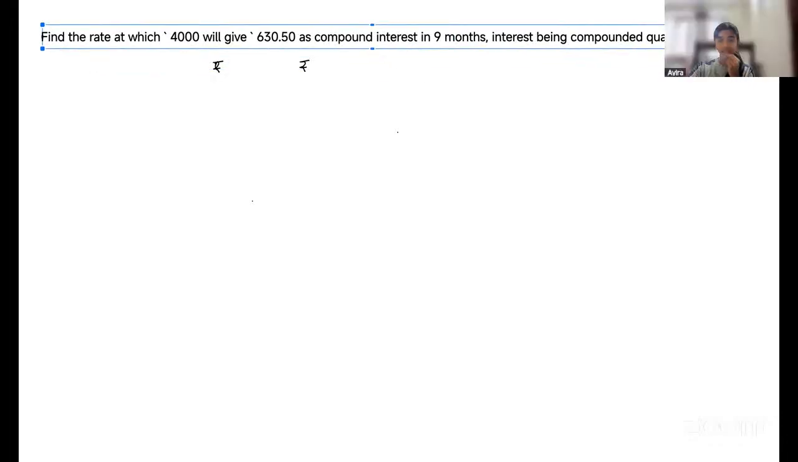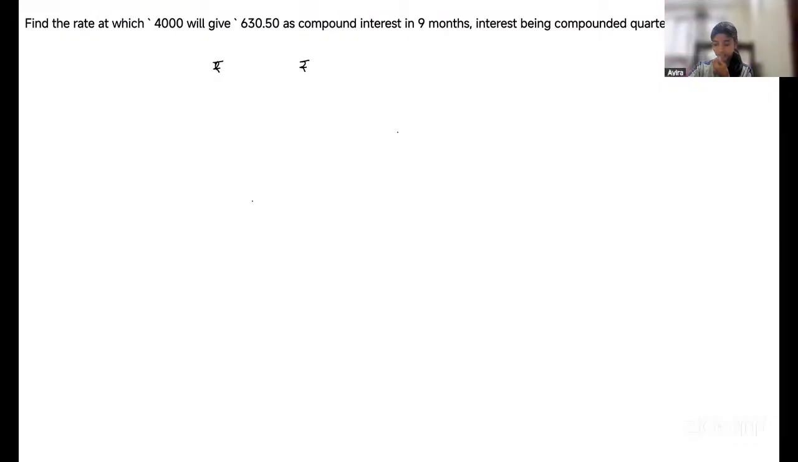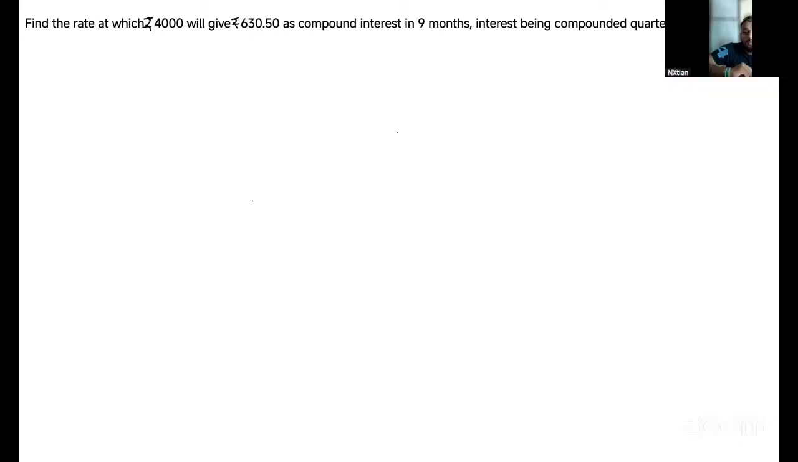Okay. This question, Veda. Find the rate at which 4,000 will give 630.50 as compound interest in 9 months, if it is compounded quarterly. So first of all, we know that amount is 4,000. What will be the principal?